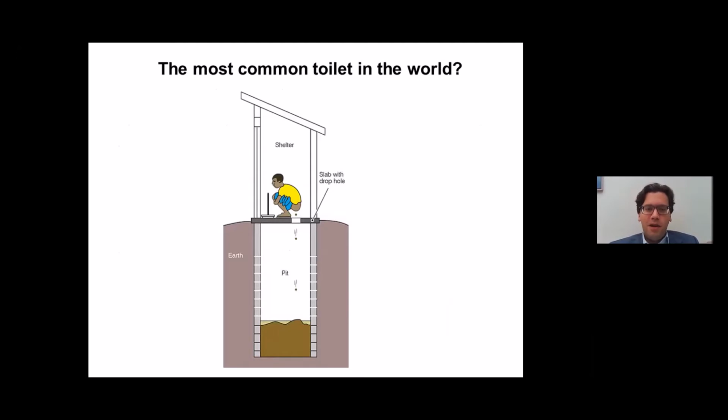So this is a very basic image, which is from a website produced by WEDC, which is a world-leading center at Loughborough University in the UK. It's not a very technical diagram, but I think it shows very clearly something that we've probably all seen before, which is called a pit latrine, probably the most common toilet in the world for people who have toilets. Under the Millennium Development Goals, this counted as an improved form of sanitation. So if you built one of these for someone, that contributed to the goal for access to improved sanitation.